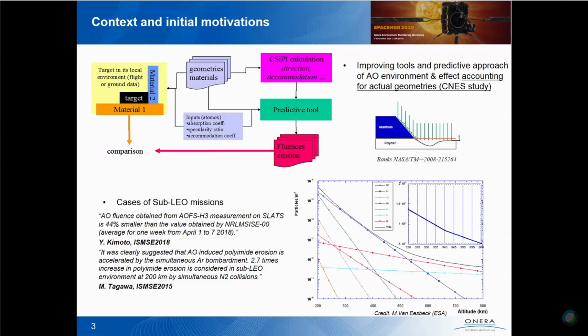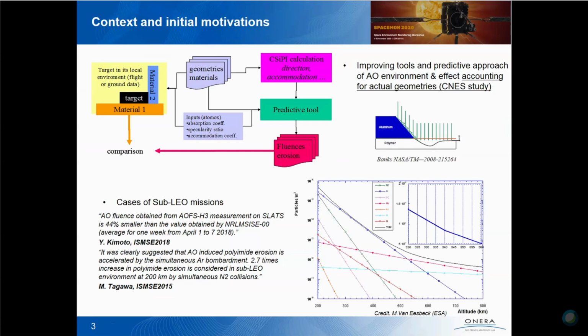So what is the context and main motivation to develop an active AO detector? In fact, it is twofold. At first, the motivation was to improve predictive tools, especially in the case of exposed complex geometry. You have here on the top left the overall principle of the approach we developed to investigate the effect of realistic geometry, and how to estimate atomic oxygen flux in such a context.